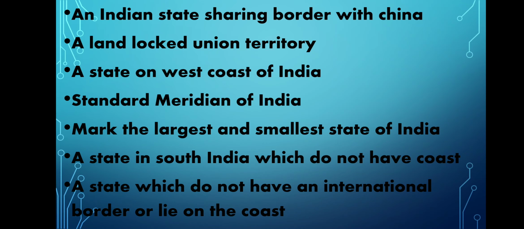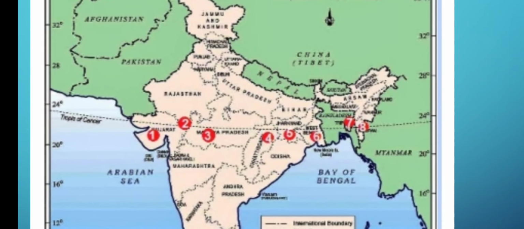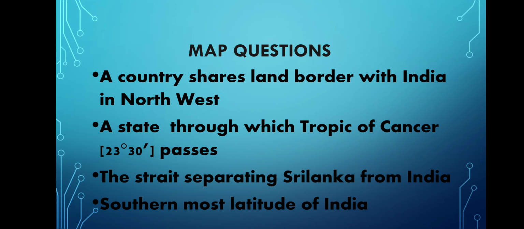Next question, an Indian state sharing border with China. Many states are sharing border with China: Uttarakhand, then Himachal Pradesh, Arunachal Pradesh. So any of the states from here you will write the name and answer. So these are the states sharing border. Himachal Pradesh is a state, Uttarakhand is a state, Sikkim is a state, Arunachal Pradesh is a state. So these states are sharing border with China. So any of the states you should point out over there and mark it.